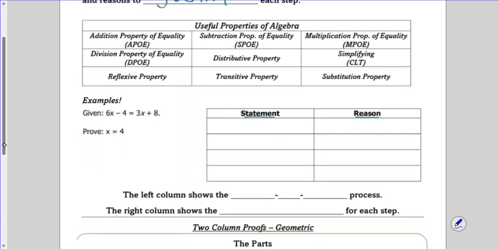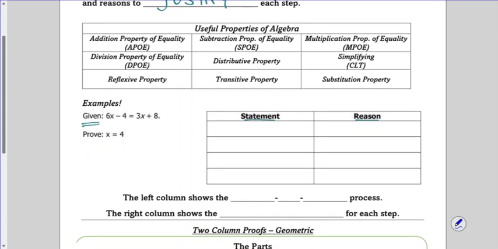All right, so we're given this example, and we're trying to prove that x equals 4. Now, this might seem silly. Obviously, you could just show this, but we're going to lay it out in a proof because our two-column proofs in geometry are almost exactly the same. It's just not showing algebraic steps. They're going to be using geometric properties. We'll get there. Our first statement is always going to be a given statement.